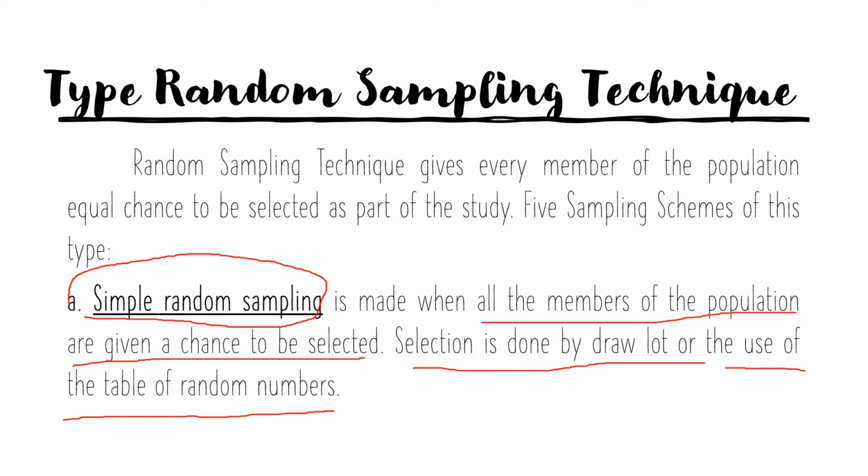That's why, dealing with this simple random sampling technique, all the members, or every member, should I say, of the population has an equal chance of being selected. So there is an equal opportunity for them to be selected and to be subjected in your research.